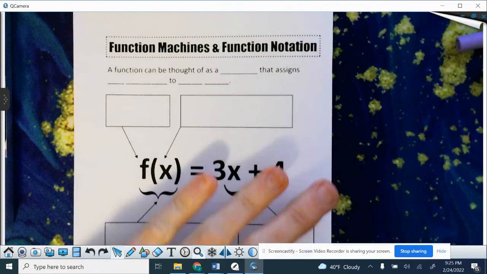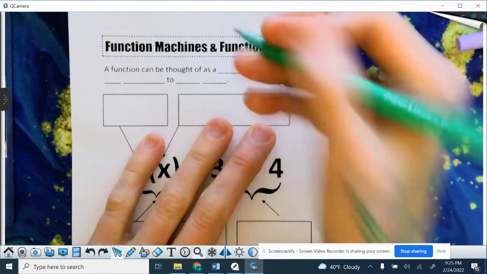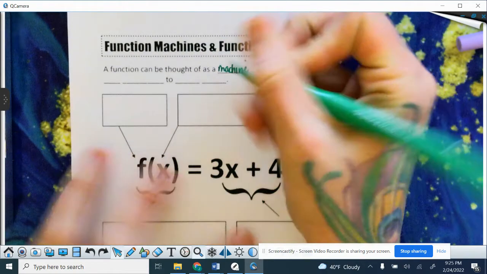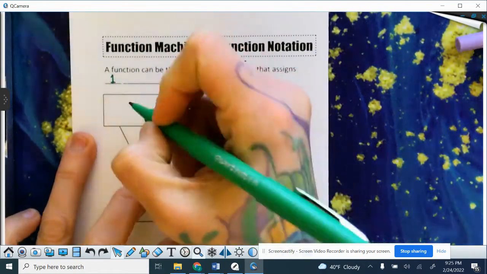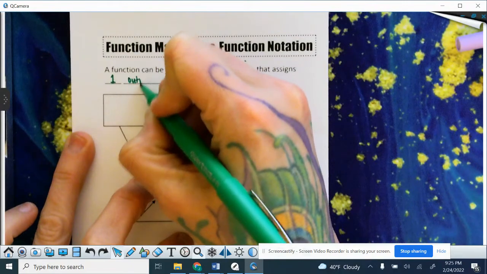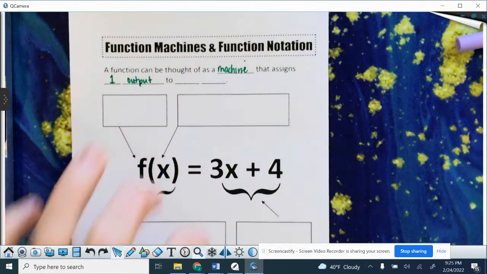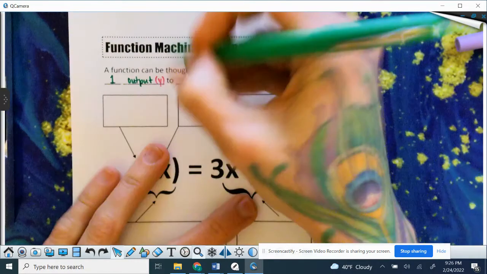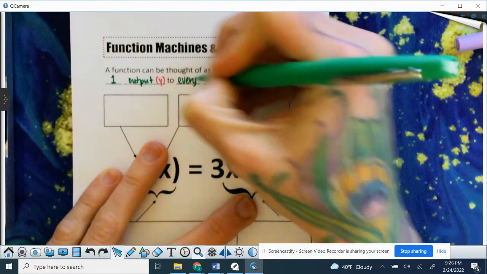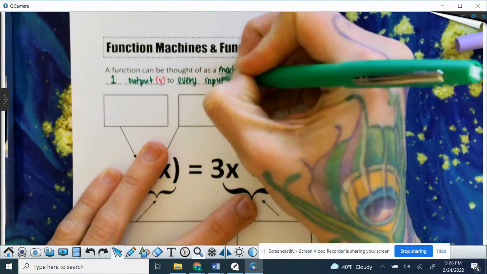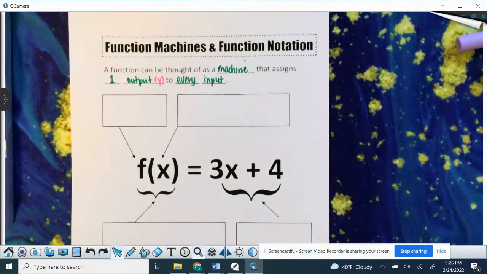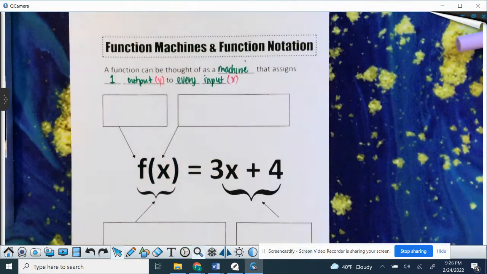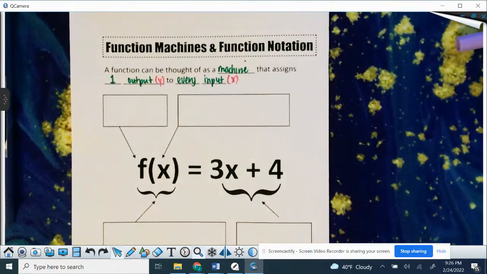A function can be thought of as a machine that assigns exactly one output. Remember, output is our y values, to every input. So every one input. And again, input is your x value. So for every x value, there's only one y value. Every input, there's only one output.